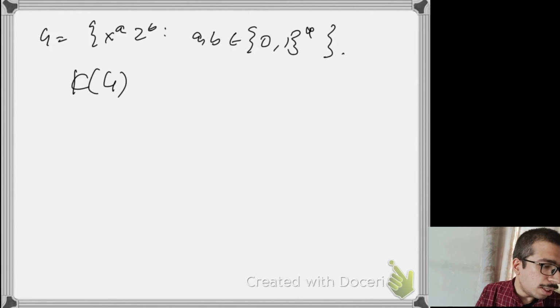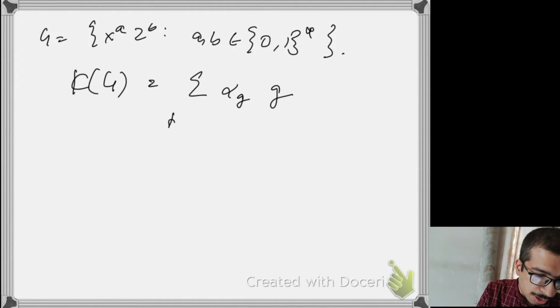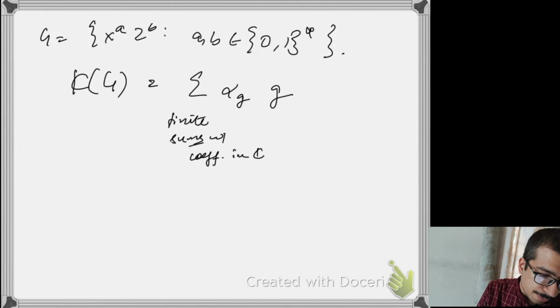And here C of g is essentially all the possible complex linear combinations of these operations, right? So finite sums with coefficients in C.